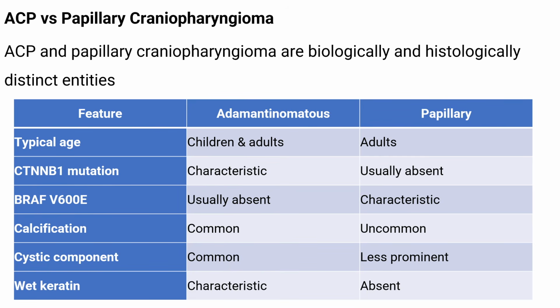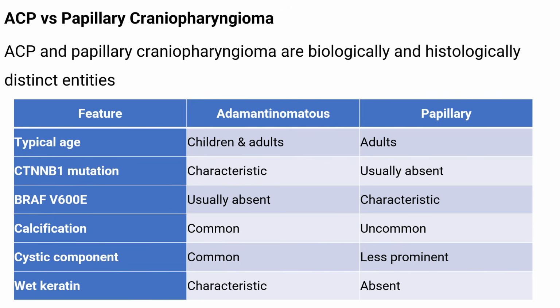Adamantinomatous and papillary craniopharyngiomas are distinct tumor types with important clinical, histological, and molecular differences. Adamantinomatous craniopharyngioma can occur in both children and adults and commonly shows calcification, cyst formation, wet keratin, and mutations in the catenin beta-1 gene. Papillary craniopharyngioma occurs mainly in adults and is characteristically associated with the BRAF proto-oncogene valine 600-glutamic acid mutation.